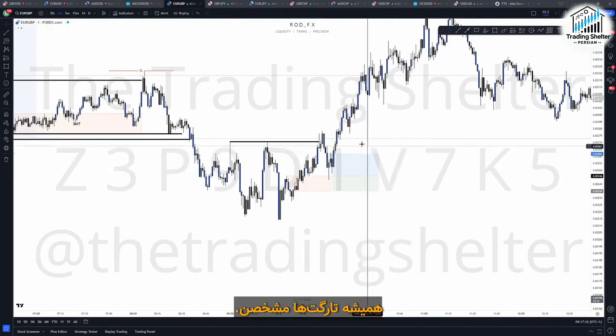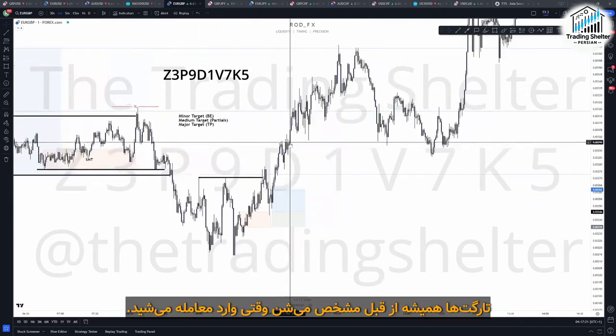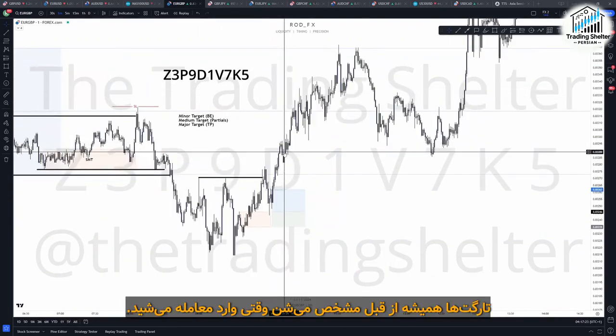So there are always the targets. Let me just put this here. There are always the targets that you predetermine when you enter the trade.